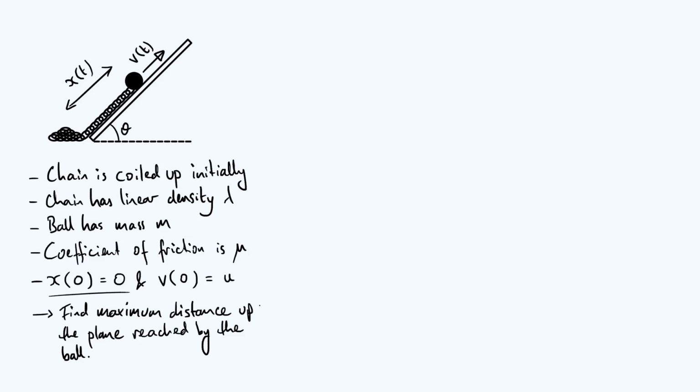And the other initial condition that I've specified is that v of 0 is u. So you can probably guess v is the velocity of the ball, and v of 0 being u just means that we give the ball an initial impulse up the direction of the plane such that it's moving with speed u. So the question is to find the maximum distance up the plane reached by the ball, in other words, the maximum value of x of t as marked on the diagram.